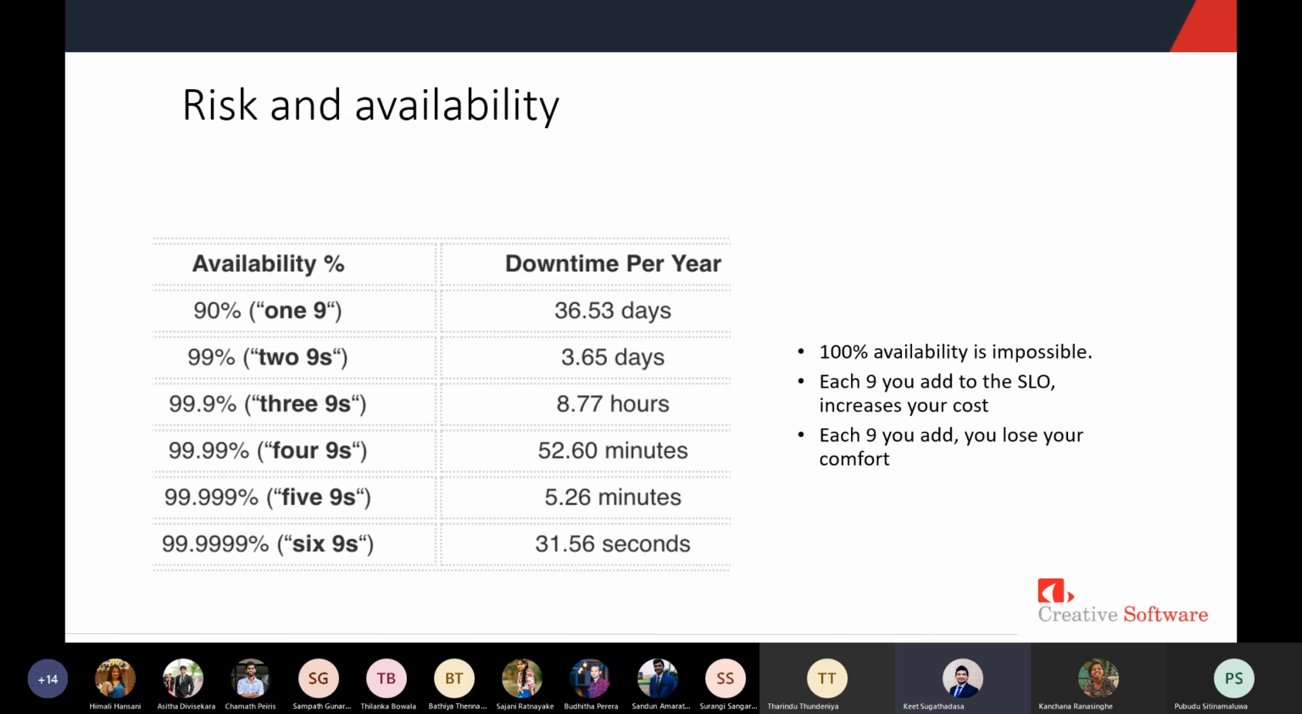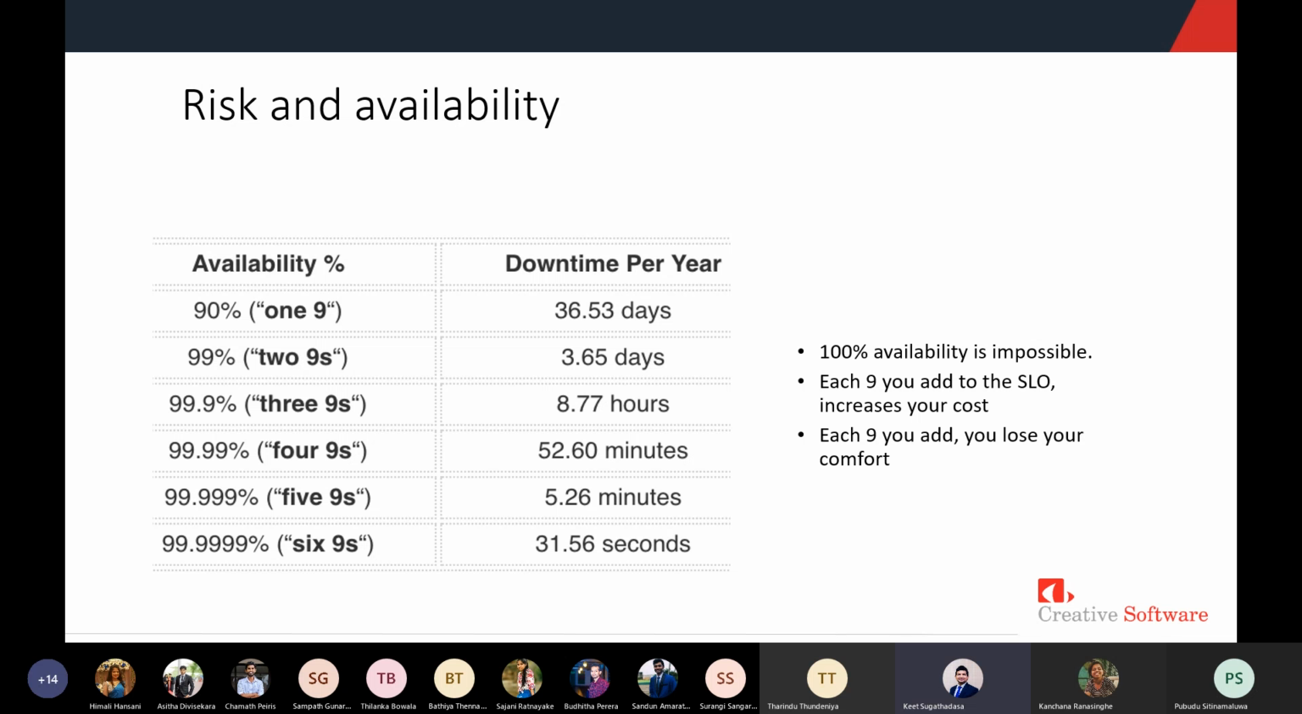Why is that? If you have a look at the table here on the left hand side, you can see that 90% means that for a given year, your system can be down or not available for 36 days of the year. That means around 1 month. That's good, that's comfortable, because if something goes wrong, you have time to put the system down, work on it, fix it and deploy it.